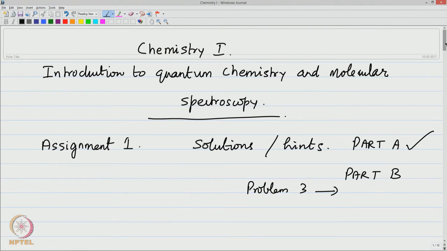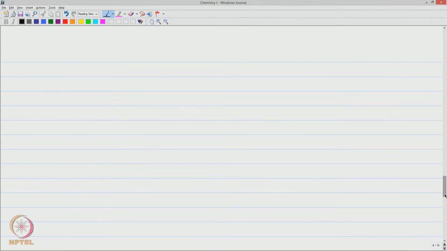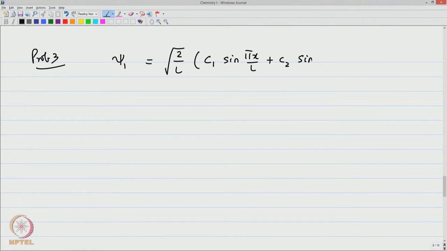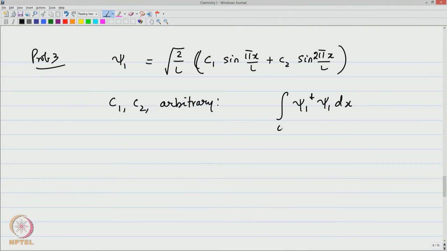So, let me go to a new page. You have a wave function psi 1, this is problem 3, which is root 2 by L times C1 sin pi x by L plus C2 sin 2 pi x by L. C1 and C2 are arbitrary coefficients, but the relation between them should be determined by making the integral of psi 1 star psi 1 dx between 0 to L for the particle in the box equal to unity.